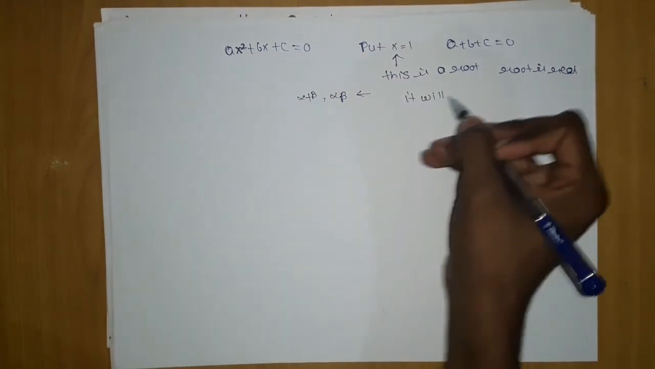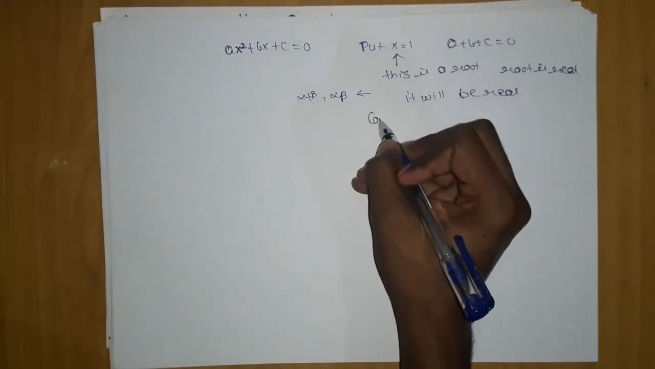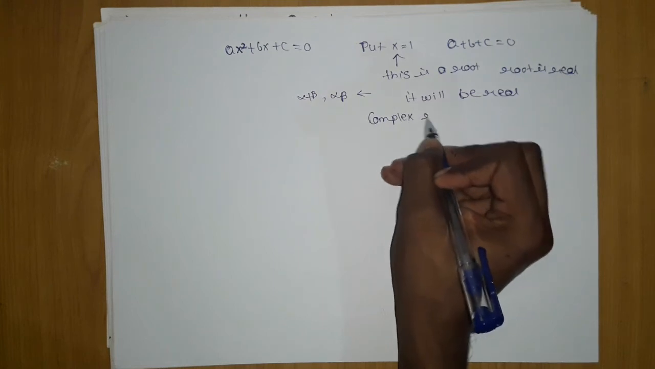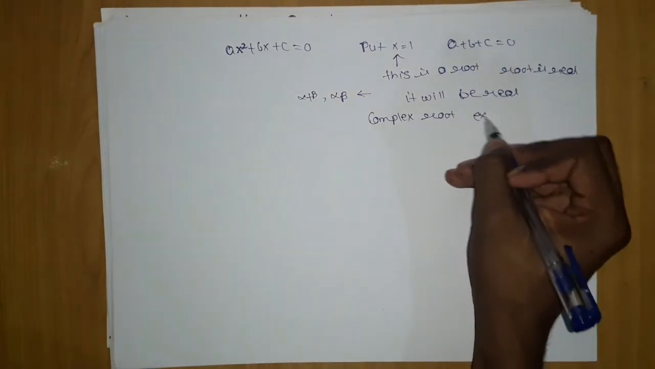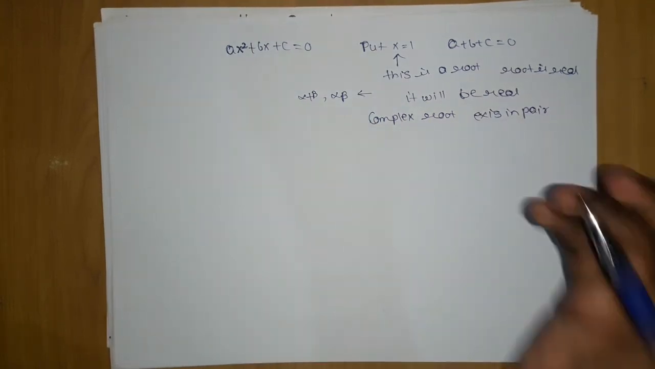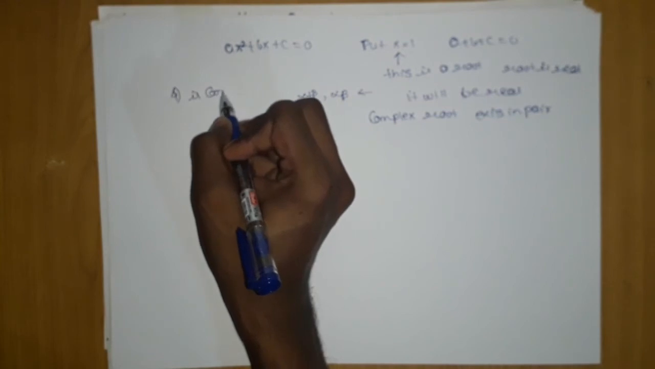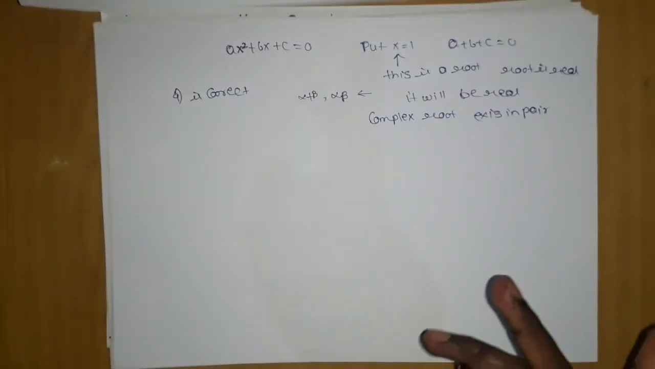It will be real. Why will it be real? Because complex roots exist in pairs. So if one root is real, the other will surely be real. So the fourth option is correct. Okay, so in this way you have to tackle the problem.